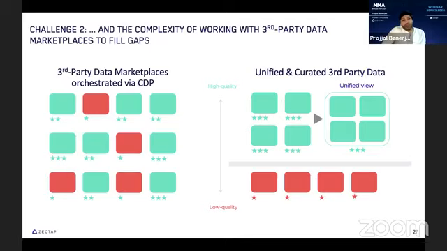Going back to the challenge of first-party data, 30% of you have said that your first-party data is insufficient and it falls short when it comes to your larger marketing strategies.